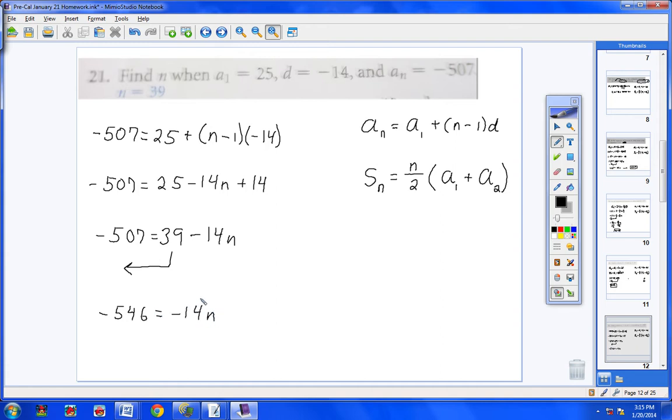And now we're going to divide both sides by negative 14, and you will get 39 for n. So there, you found it. You found what term number negative 507 is. Negative 507 is the 39th term. There we go. Pretty simple.